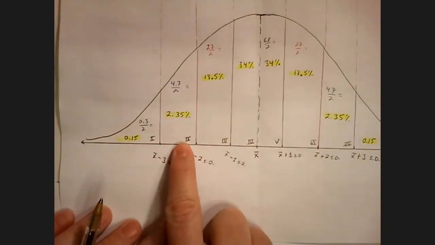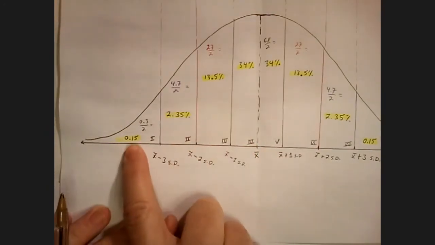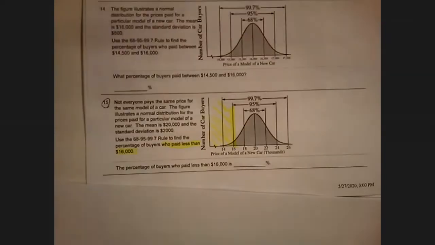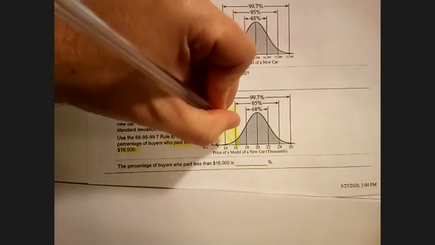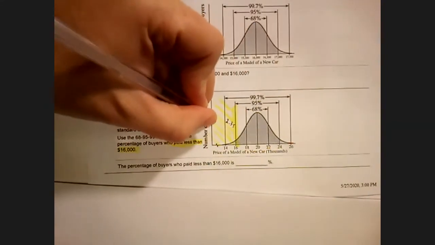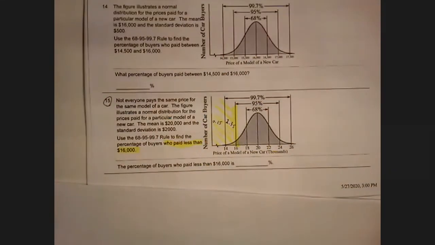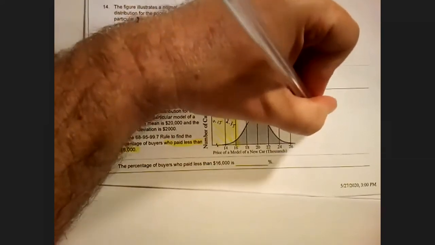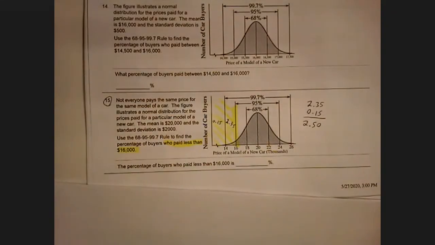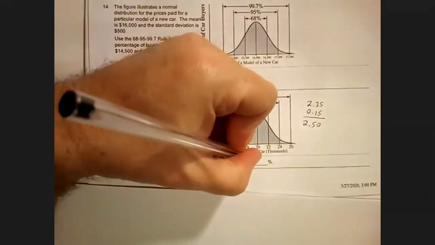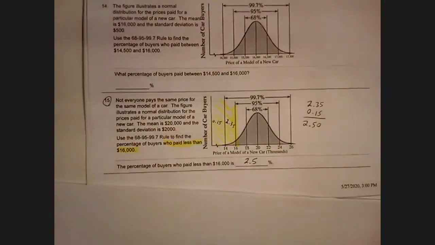Okay. So if I go to mine and I go to the 2 standard deviations, here I am. I'm going to add up the 2.35 and the 0.015. In fact, I want to label it on here. Let's see, that's 2.35 and then 0.15. I'm going to add those 2 numbers up. 2.35, 0.15 is 2.50. And here I can write the 2.50 or just 2.5.